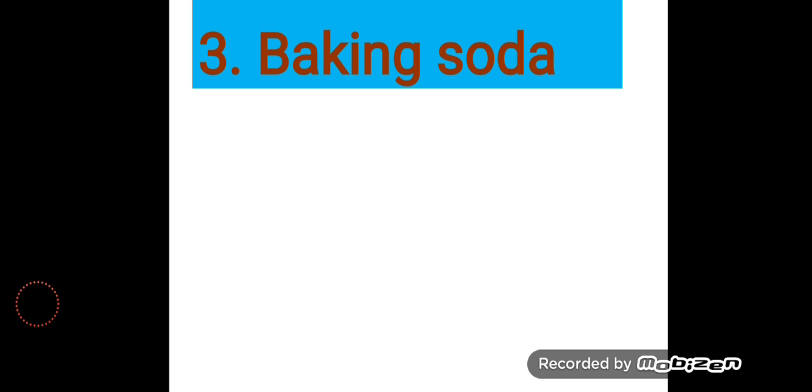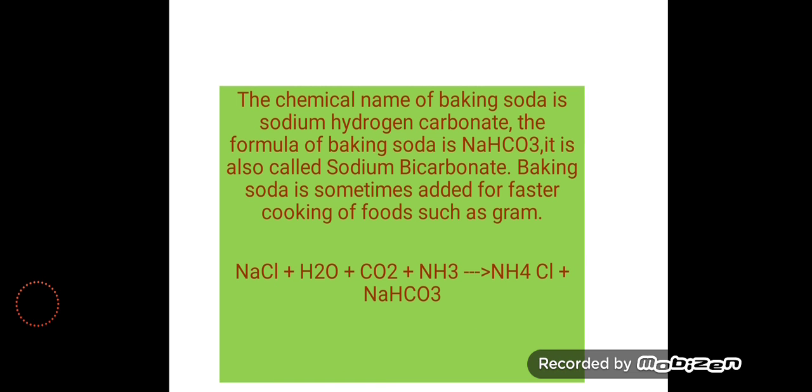Next one is baking soda. The chemical name of baking soda is sodium hydrogen carbonate. The formula of baking soda is NaHCO3. It is also called sodium bicarbonate. Baking soda is sometimes added for faster cooking of food such as gram.